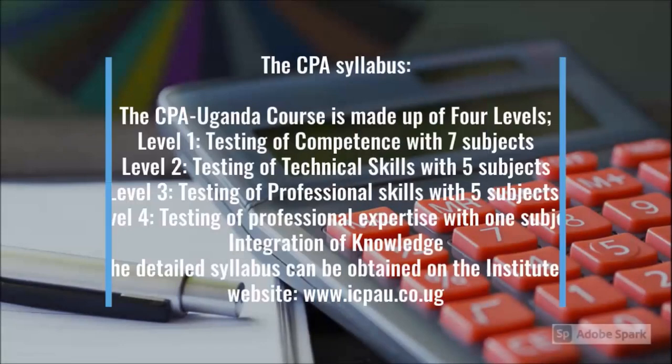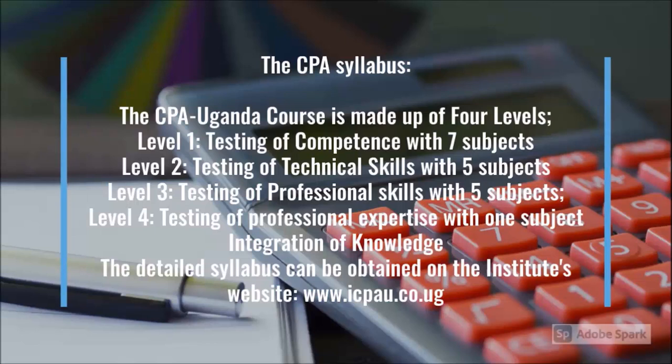The CPA syllabus. The CPA Uganda course is made up of 4 levels. Level 1, testing of competence with 7 subjects. Level 2, testing of technical skills with 5 subjects. Level 3, testing of professional skills with 5 subjects. Level 4, testing of professional expertise with 1 subject, integration of knowledge. The detailed syllabus can be obtained on the Institute's website, www.icpau.co.ug.